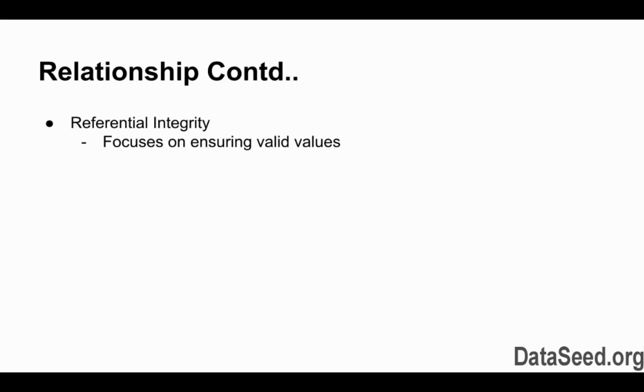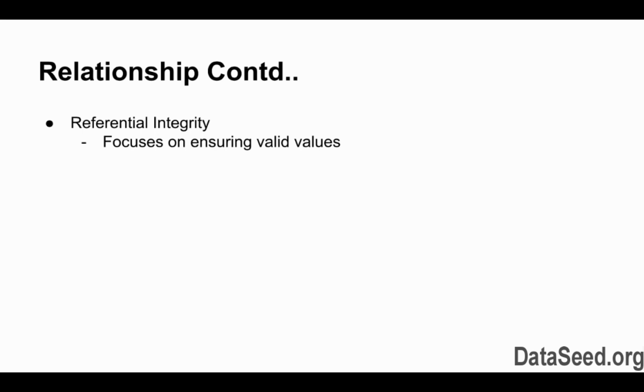Next is something called referential integrity. This means that if two entities are related, then an entity instance cannot exist in one entity if it does not exist in the other. For example, if employee and department are related, then an employee cannot be associated to a department if the department does not exist in the department entity. So referential integrity makes sure that the entities have valid instances or values.